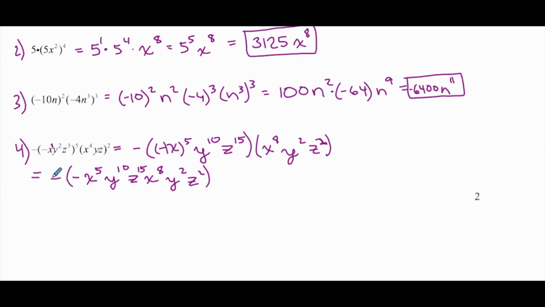So I can cancel out the negative times negative because that makes this whole thing positive. X to the 5th times x to the 8th is x to the 13th. Y to the 10th times y squared is y to the 12th. Z to the 15th times z squared is z to the 17th. That's a whole lot of letters.